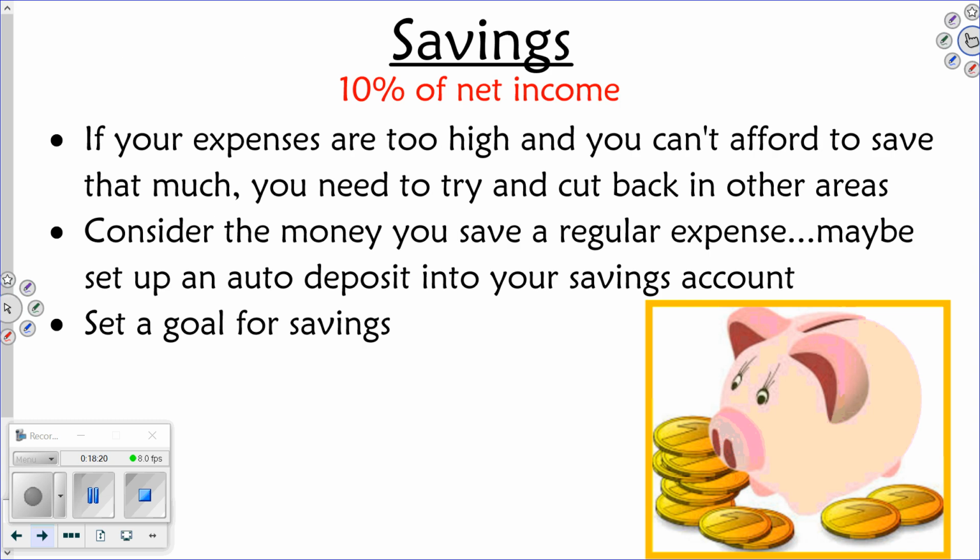All right, savings. The goal is 10%, right? Yesterday, a lot of you thought it should be way more than that, which is amazing that you're thinking that. Now, but your goal is at least 10%, okay? So one of the things it says, consider the money you save a regular expense. Maybe set up an auto deposit into your savings account. This is something that I do.